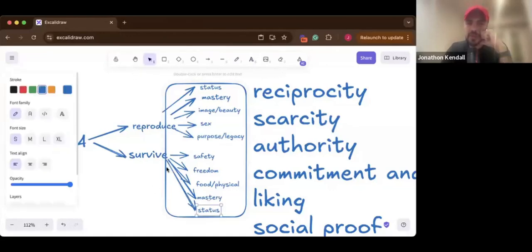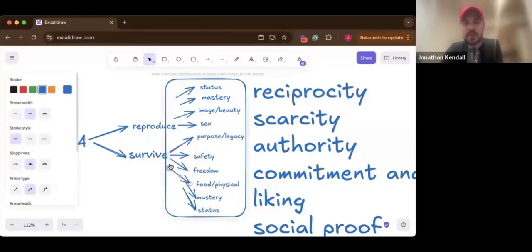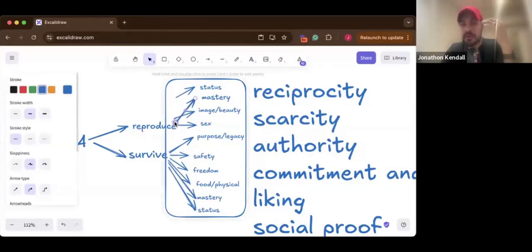So what does status have to do with survival? I'll give you a hint. This is like why people are afraid of public speaking. The big idea is that if you have higher status, it's more likely that you're going to survive because not only do people respect you, but the opposite is true as well. A lot of times when people are very scared to do things, right?